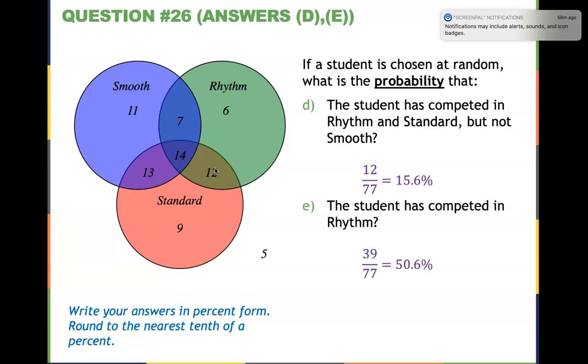The student has competed in rhythm. Now this is all possible rhythms added together. 7 plus 6 plus 12 plus 14, that's 39. And that's how we're going to get part E.